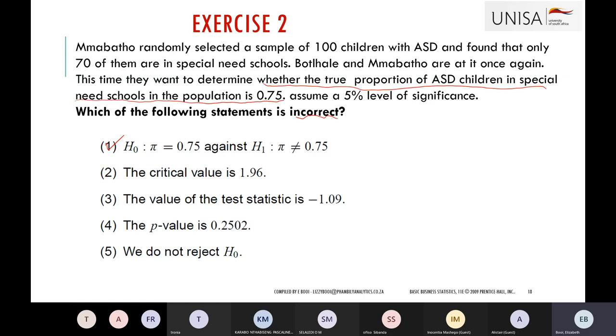Step number two. If this is a two-tailed test, what will be the critical value? We are given alpha, so we find our critical value using z alpha divided by 2. With alpha of 0.05, alpha over 2 is 0.025, and we know the critical value will be 1.96. So option number two is correct. If it was a one-tailed test, then the critical value wouldn't be 1.96. So you also need to know how to work out the critical value.